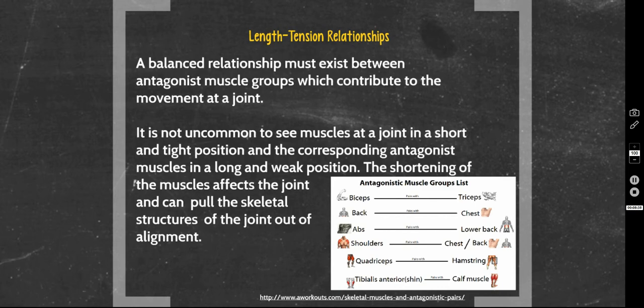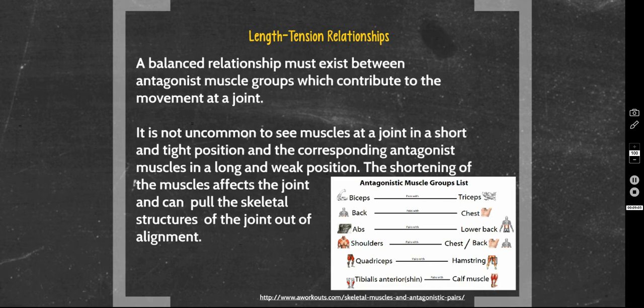Awesome. Okay, this is what I really wanted to get into. So we're looking at length-tension relationships. I know we can all read, and we all hate karaoke, but just for emphasis, I'm going to go over this with you. So a balanced relationship must exist between antagonistic muscle groups which contribute to the movement of a joint. We're going to get into that a little bit deeper in the next few slides, because that's one thing I mentioned earlier, is that it's all about balance.